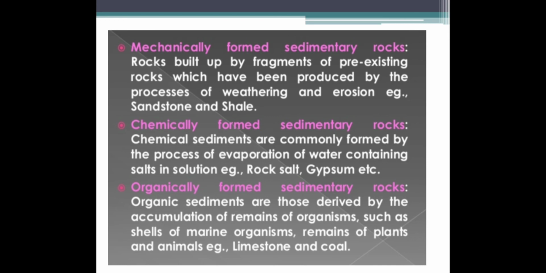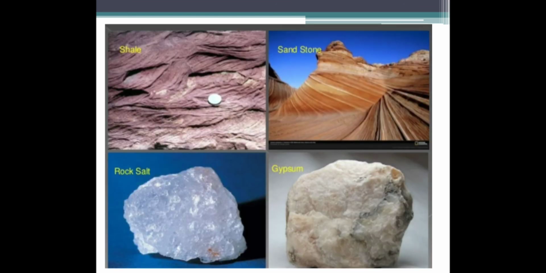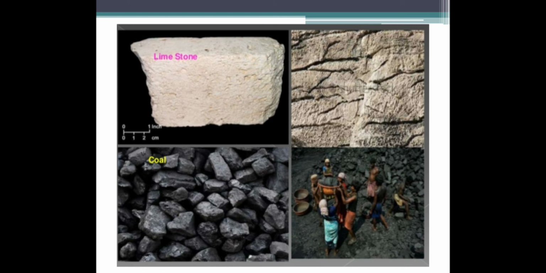So coal is a very good example of sedimentary rocks, and we should not overuse it. Now the use is less, because it takes many thousands of years for the coal to be formed, so we have to be careful. Then you can see the picture of some of the rocks: shale, sandstone, rock salt and gypsum. We have limestone and coal. You can see how they are formed there.